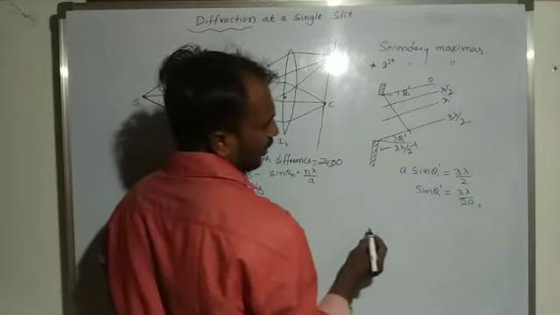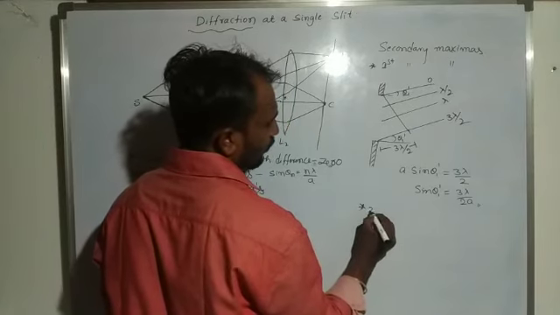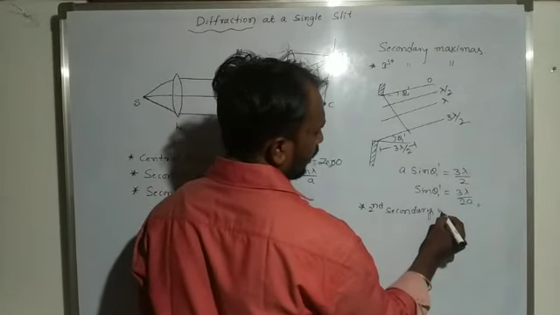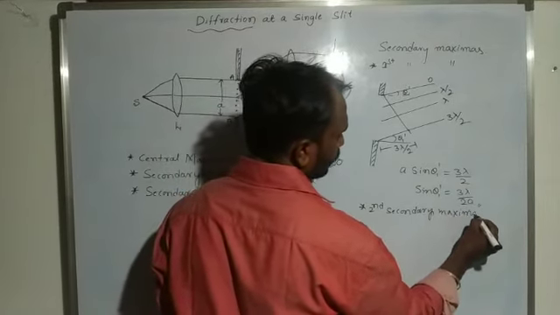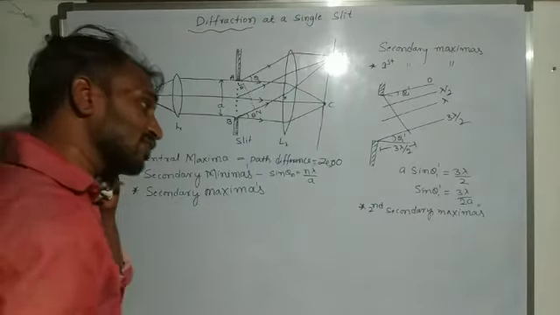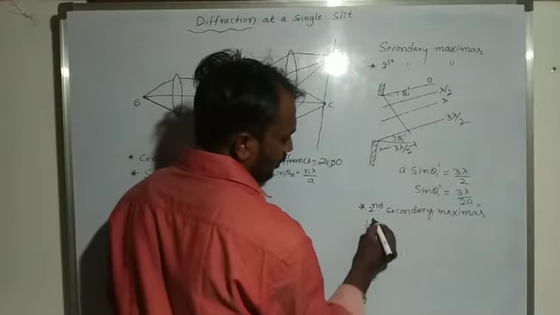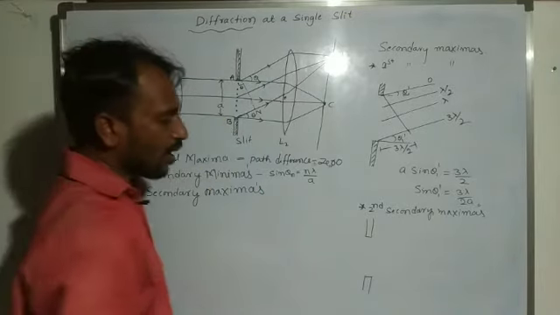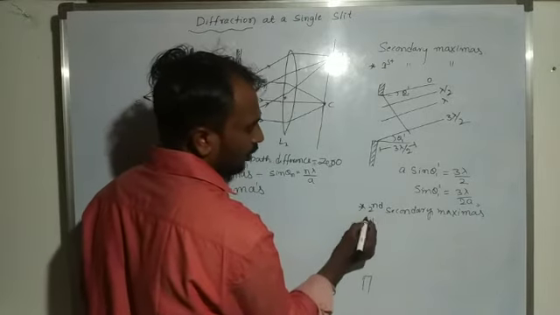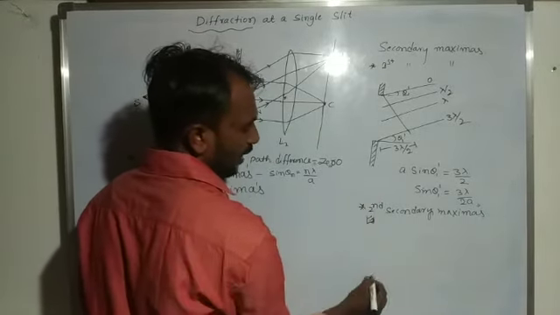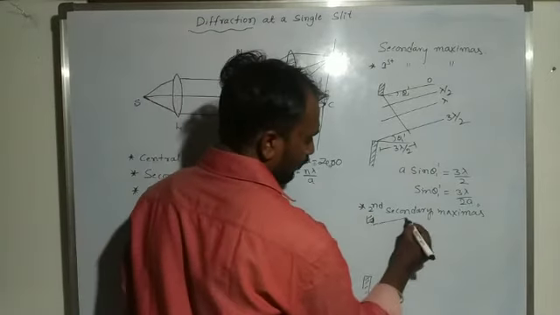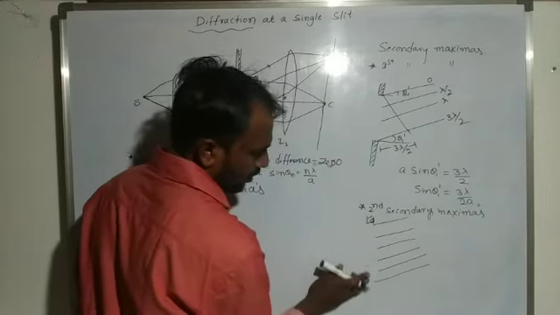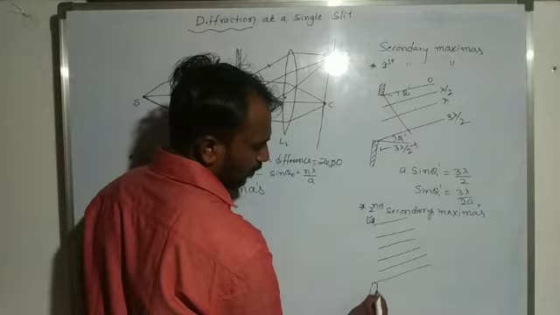Suppose here we consider the second secondary maxima. In second secondary maxima, the slit is made into 5 equal parts. So here we did 3 equal parts and here 5 equal parts. It means 1, 2, 3, 4 and 5. So the slit is made into 5 equal parts.